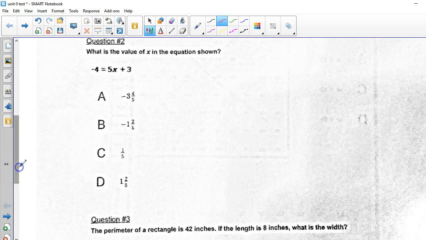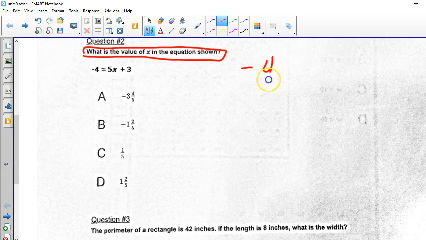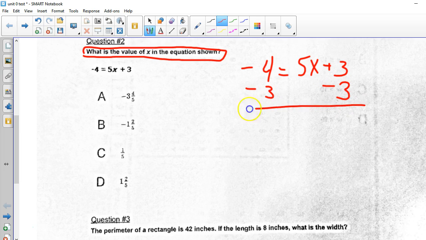Number 2, what is the value of X in the equation shown? So now we're finding the value of X. I'm going to box the question, and then I'm going to come over here to this equation. The first thing I've got to do is isolate X. Normally, I would say move X to the left side of the equation, but I'm not going to do that right now. I'm going to first just subtract 3 from both sides and get negative 7 is equal to 5X, because it makes the 3 go away on the side with the 5X.